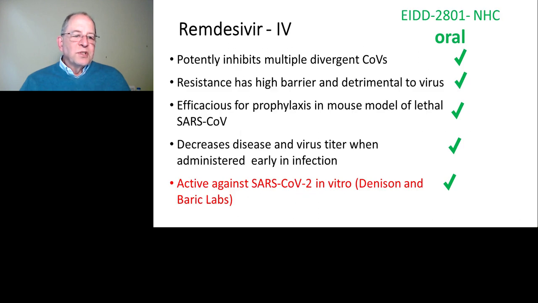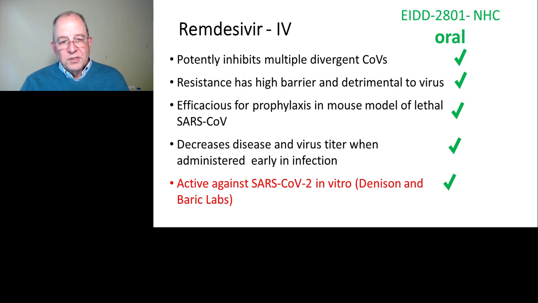So just to summarize a couple of things. One, remdesivir potently inhibits multiple divergent coronaviruses very well. It has a high barrier to resistance and is detrimental to the virus. It's really useful for prophylaxis in a mouse model and for early treatment. It's likely less effective if it's used late, and that has implications for how the trials are being conducted.